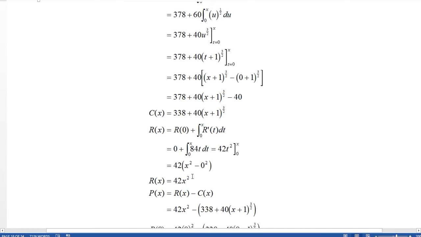Of course, the domain of these is implied that x has to be 0 or positive because you can't make a negative number of items. X represents number of items. So that's implied in both of these.